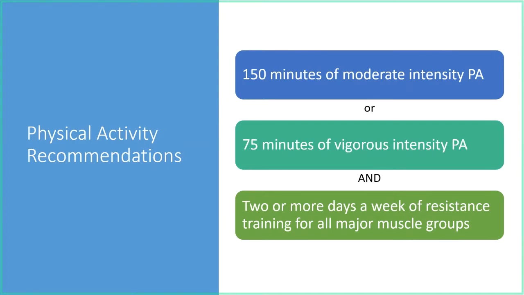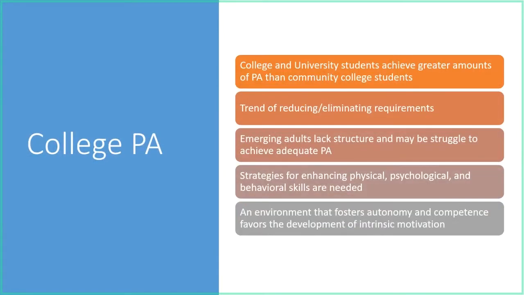In addition to the 150 minutes of moderate intensity or the 75 minutes of vigorous activity, it's also important for individuals to include 2 or more days of resistance training for all major muscle groups. Those are the current recommendations that we have. And when we look at physical literacy, much of the research has revolved around youth, in the K to 8, K to 12 arena. But engagement in physical activity and the development of physical literacy is important to continue and to address in the college years.